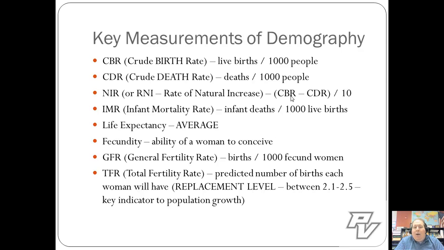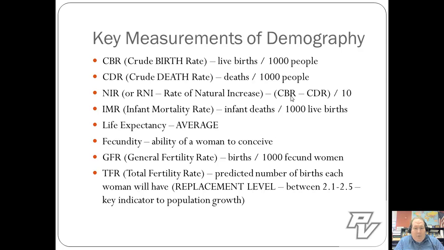To figure out our natural increase rate, or our rate of natural increase, and you'll have to be careful because they do like to interchange those two acronyms. That's found by taking our crude birth rate, subtracting our crude death rate, and dividing it by 10. That number itself is a percentage. So whatever pops out of our NIR calculation is a percent.